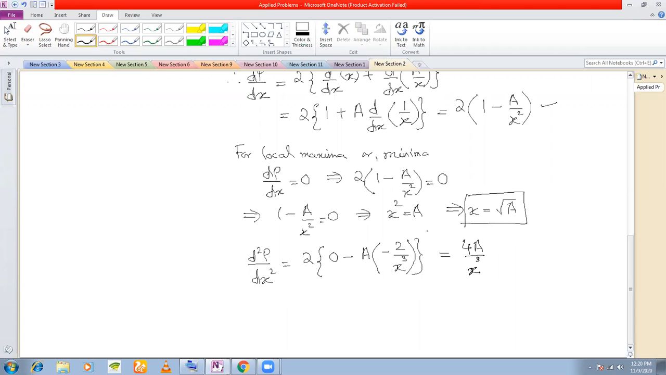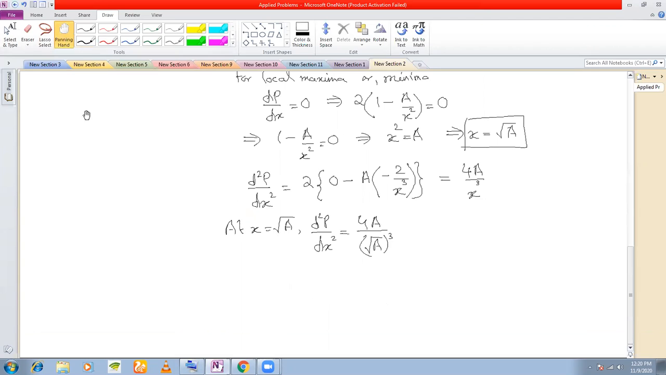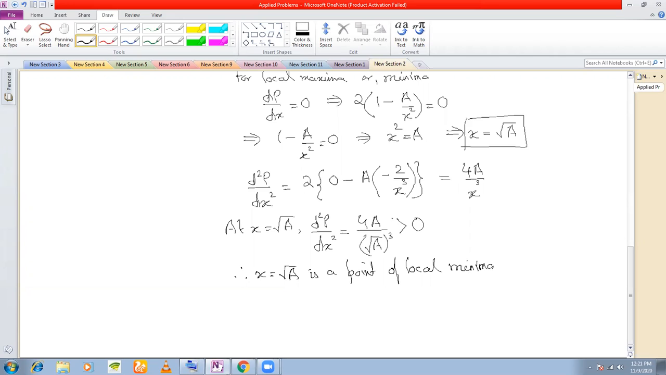Now what is my point here? x is equal to root a. So let's check, at x equal to root a, what is the value of d2P/dx2? Put it here: 4a by root a whole cube. Which is positive or negative? Positive, because area is always positive. Therefore, what can we write? x equal to root a is a point of local minima, because the second derivative is positive. Second derivative positive means minima.